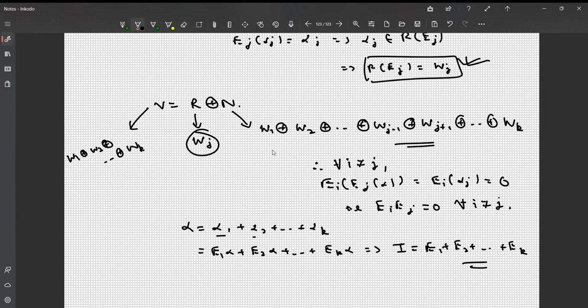Is it clear? So we have attained certain properties. Okay? We can summarize all of these. How? So we give this as a theorem.